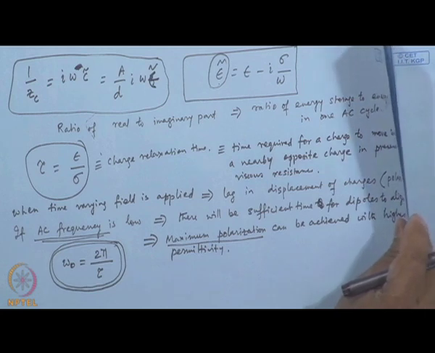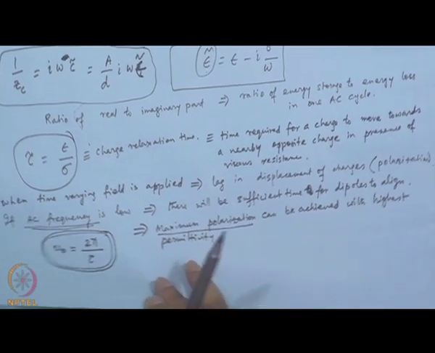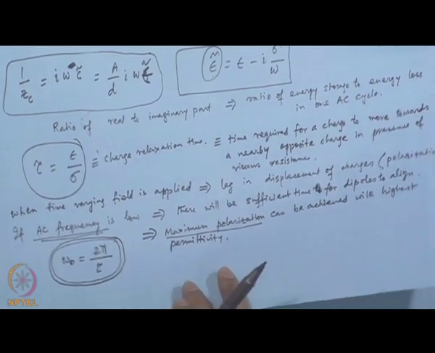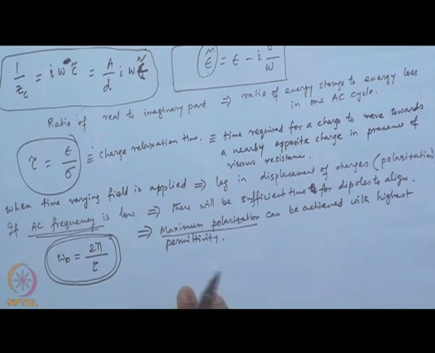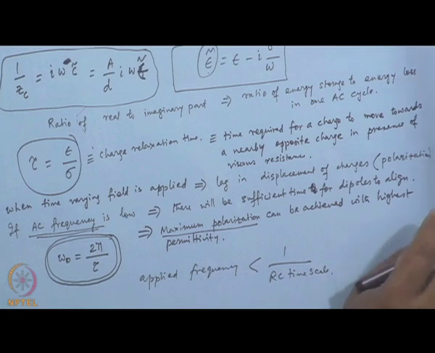So what we basically have to ensure is that the applied frequency has to be less than this 1 by RC time scale. And this applied frequency is held equal to the time scale. That is the threshold one that we have to address.